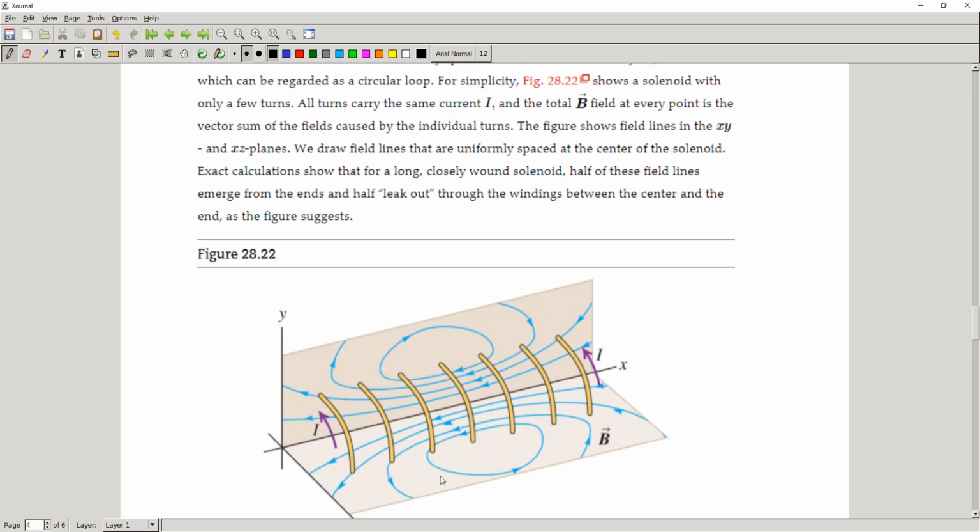Like it's much more spaced out, so the magnetic field is much weaker out here. You can imagine that if you keep doing this, if you keep winding more and more of this stuff up, you're going to get a stronger and more uniform magnetic field as you make this thing larger, right?